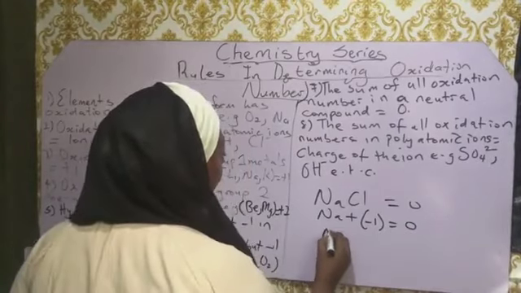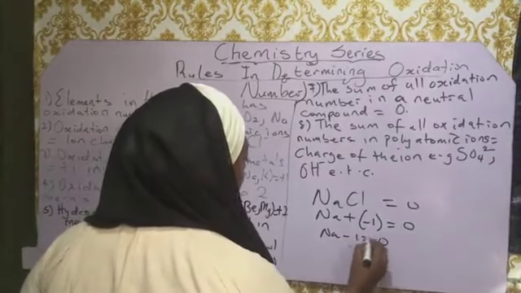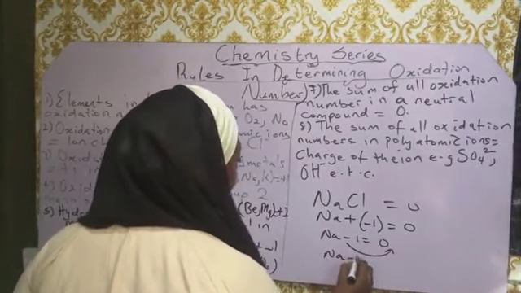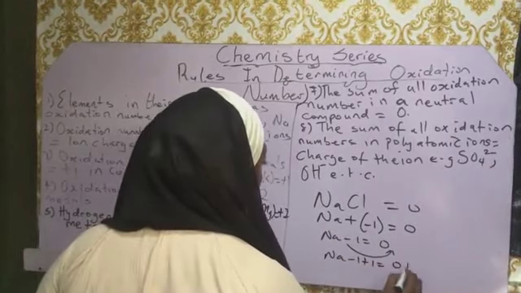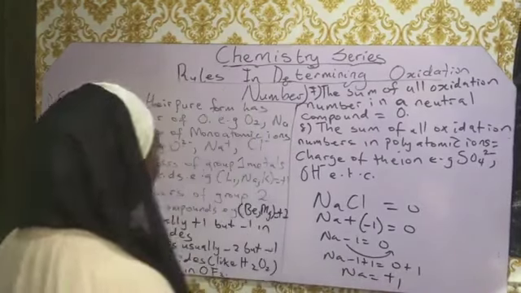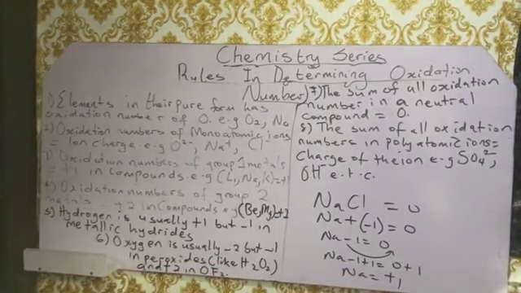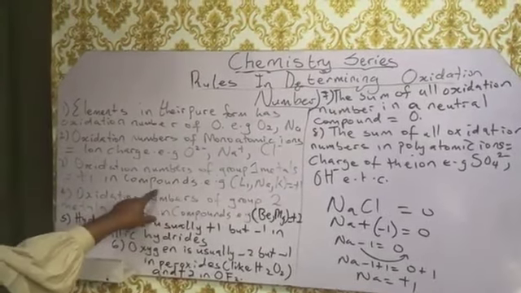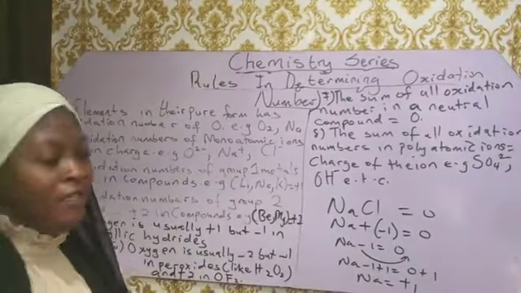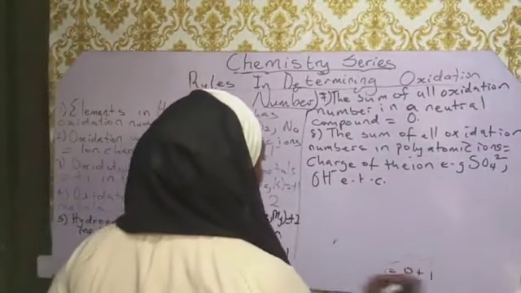is equal to 0. Na minus 1 is equal to 0. Add 1 to both sides. So Na minus 1 plus 1 is equal to 0 plus 1. Na is equal to +1. So you can see the oxidation number of group 1 metals in compounds is +1, and we have been able to prove that. Let's move on to the next rule.